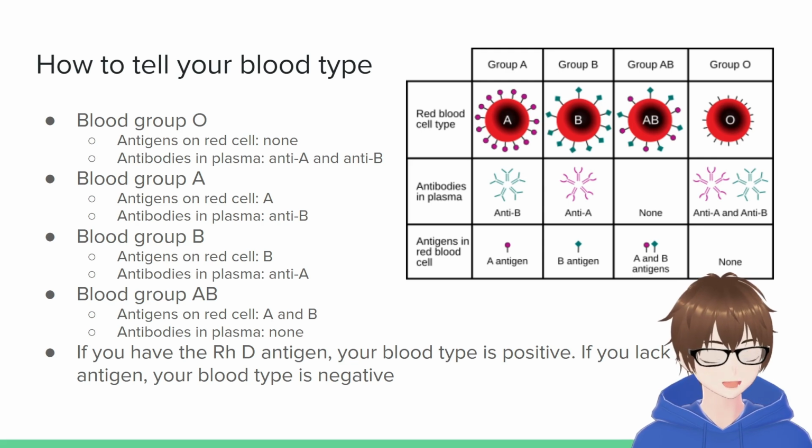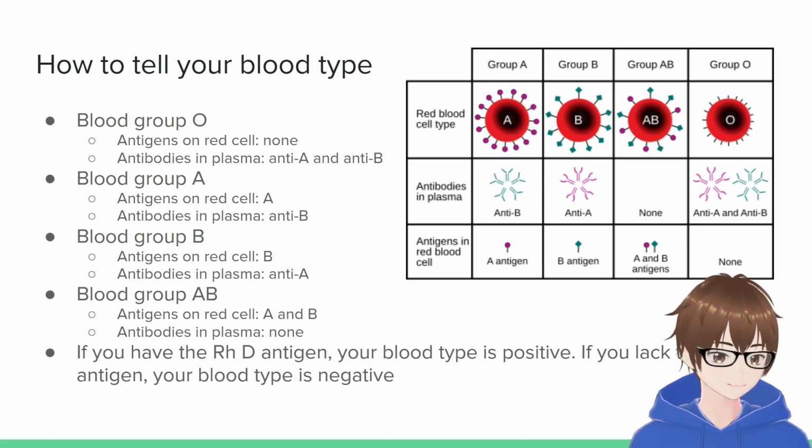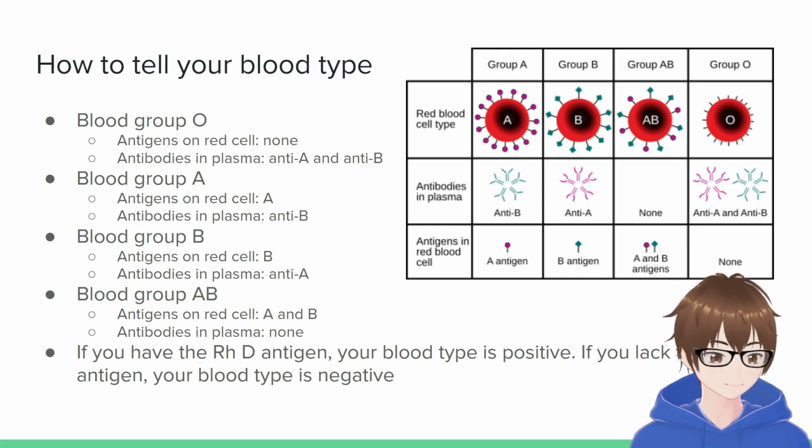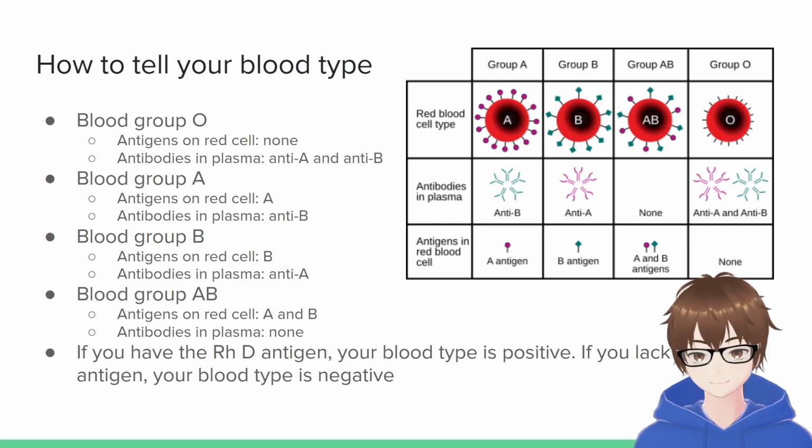So basically, if you are one type, then you'll have an antibody for the opposite type. And if you are O, then you'll have antibodies for all types, and you'll have antigens for none. If you're AB, you'll have antibodies for none, and you'll have antigens for all. And then if you have the RhD antigen, your blood type is positive, and if you lack it, you have blood type negative.